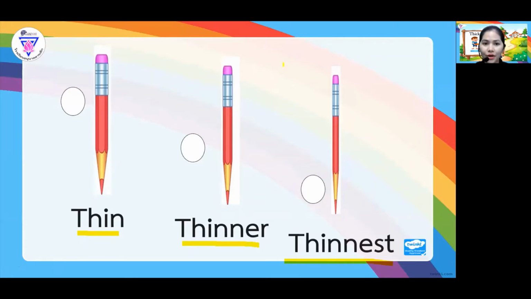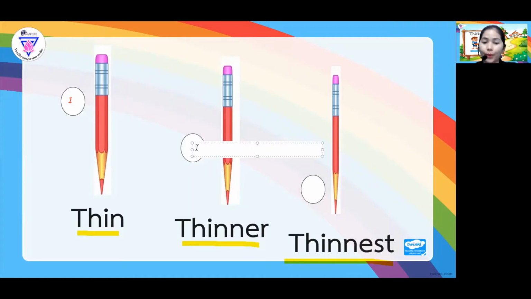And if you are going to write the number or their places, for example, arrange the pictures from thin to thinnest. So number one would be from thin to thinnest, okay? So which one do you think? Okay, so this would be your number one. Very good, because your instruction is from thin to thinnest, okay? So that is number one.